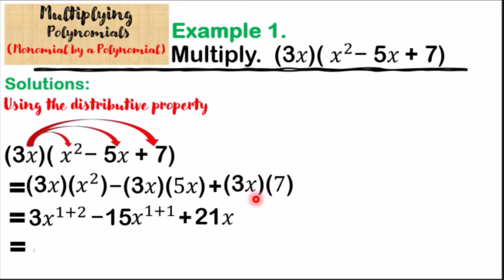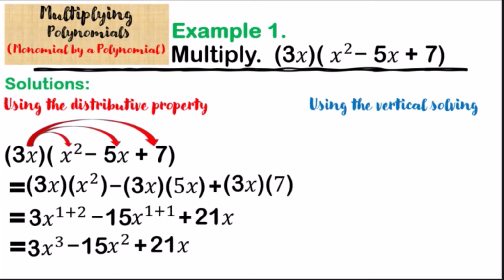Simplify. We have 3. 1 plus 2 is 3. So we have x raised to 3 minus 15. 1 plus 1 is equal to 2. So we have x raised to 2 plus 21x. Therefore, the product is 3x cubed minus 15x squared plus 21x. That is how to use the distributive property by solving a monomial to a polynomial. Now, let's try to use the vertical solving.